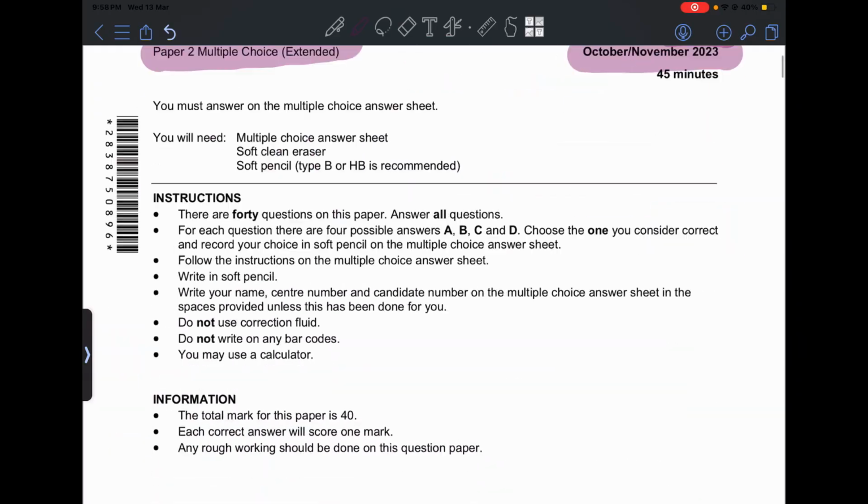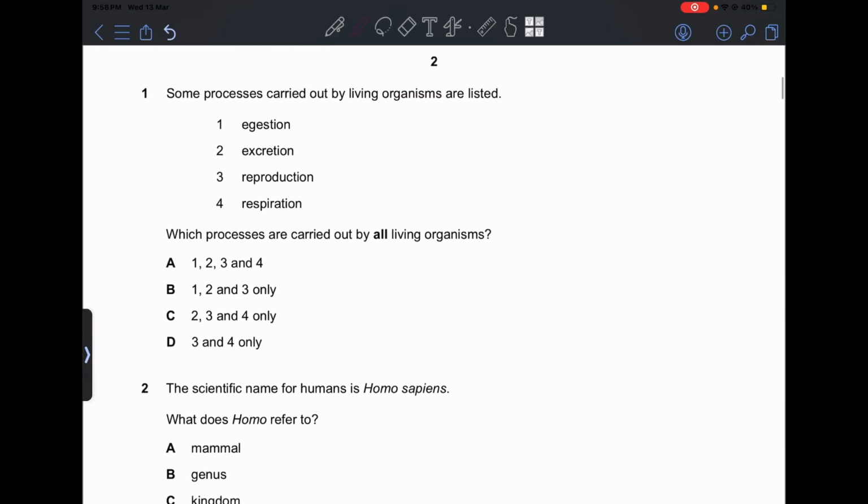Let's start solving. Question number 1. Some processes carried out by living organisms are listed: digestion, excretion, reproduction, and respiration. Which processes are carried out by all living organisms? So we know that all living organisms do something called MRS GREN. This is the characteristic of everything that is living.